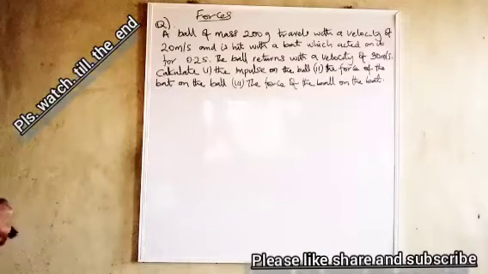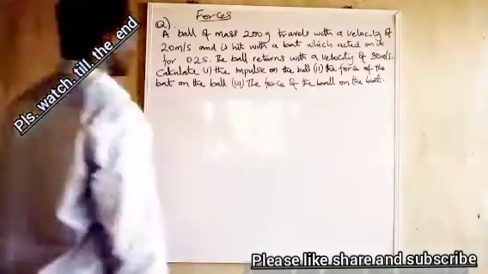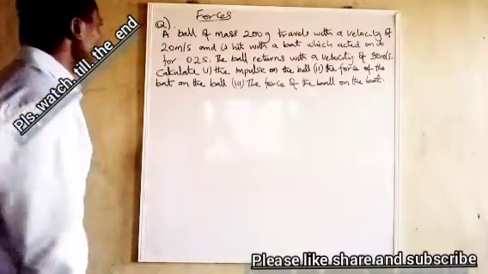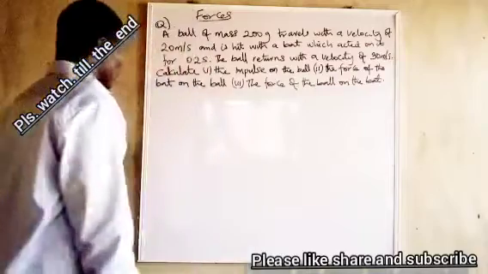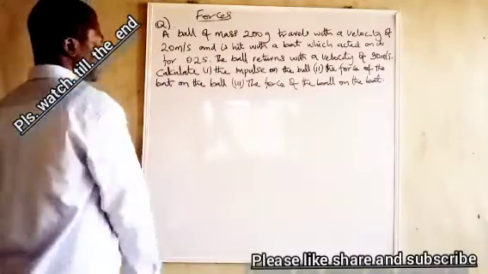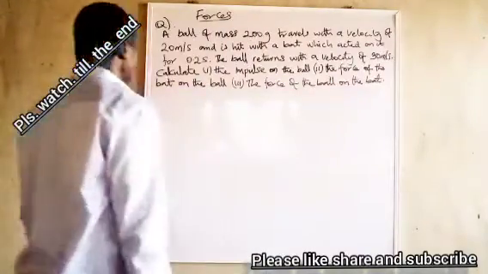Now let's treat some questions on forces. A ball of mass 200 grams travels with a velocity of 20 meters per second and hits a bat, which acted on it for 0.2 seconds. The ball returns with a velocity of 30 meters per second.